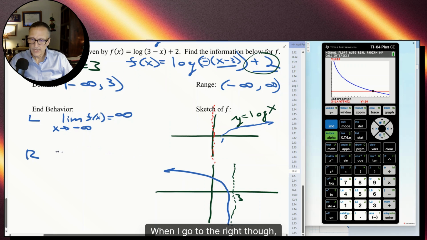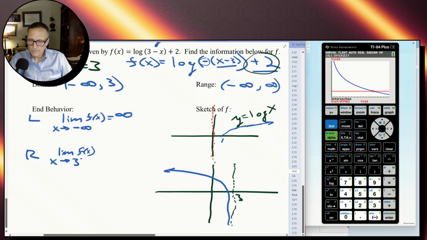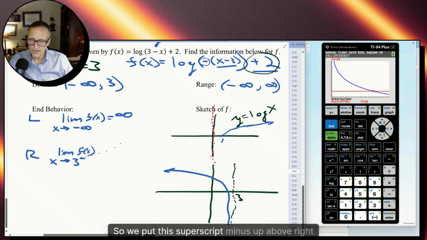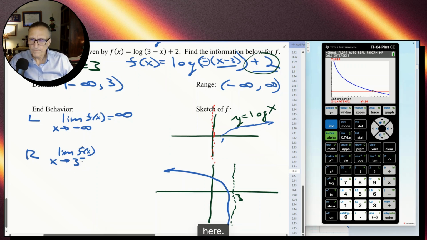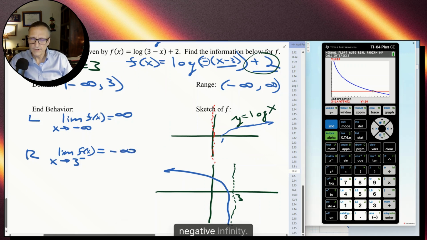When I go to the right, though, I can't go all the way to infinity because the function stops when you get to 3. So what I can do is say the limit of my function as x approaches 3 from the left, because it does approach 3, but only on the left-hand side of 3. So we put this superscript minus up above right here. And therefore, as you come into 3 from the left side, those y values are all going down towards negative infinity. So those are my two end behaviors.